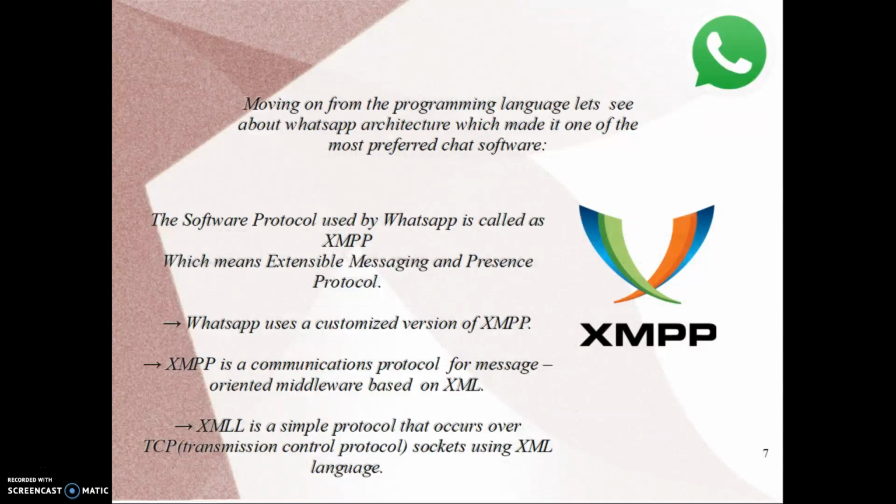Moving on from the programming language, let's see what about WhatsApp architecture, which made it one of the most preferred chat software. The software protocol used in WhatsApp is called XMPP, which means Extensible Messaging and Presence Protocol. WhatsApp uses a customized version of XMPP. XMPP is a communication protocol for message-oriented middleware based on XML. XMPP is a simple protocol that operates over TCP, the Transmission Control Protocol, sockets using the XML language.